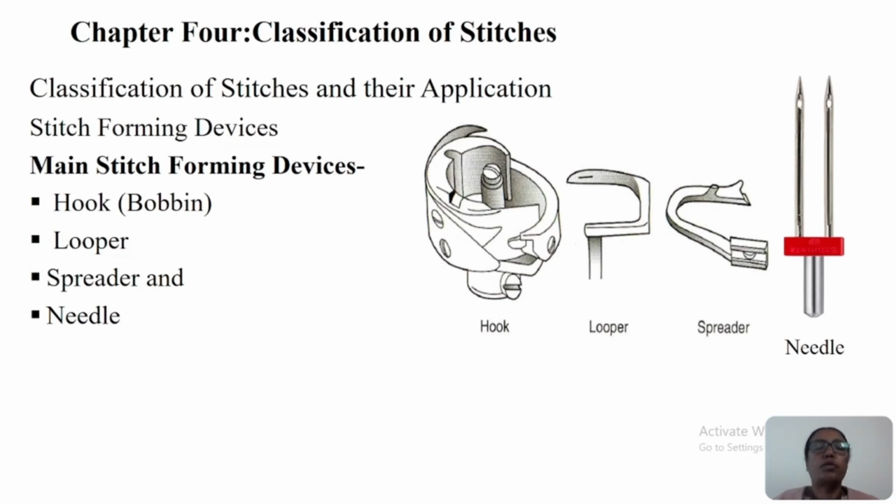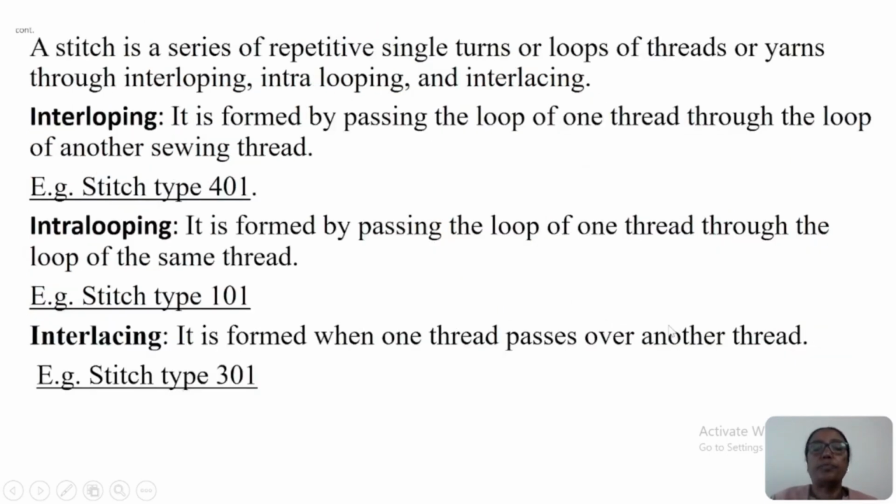Before stitching, there are stitch devices. Those stitch devices are the hook or bobbin, looper, spreader, and needle. This one is a hook, this one is a looper, this one is a spreader, and this one is a needle. So those devices are what can form a stitch.